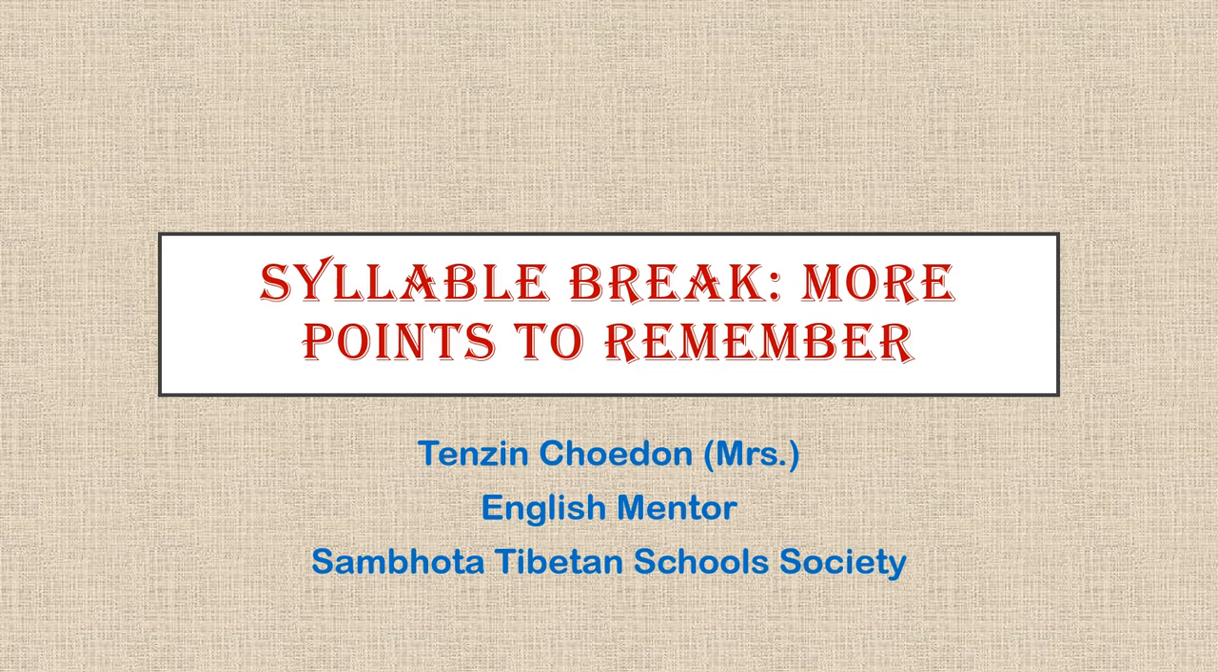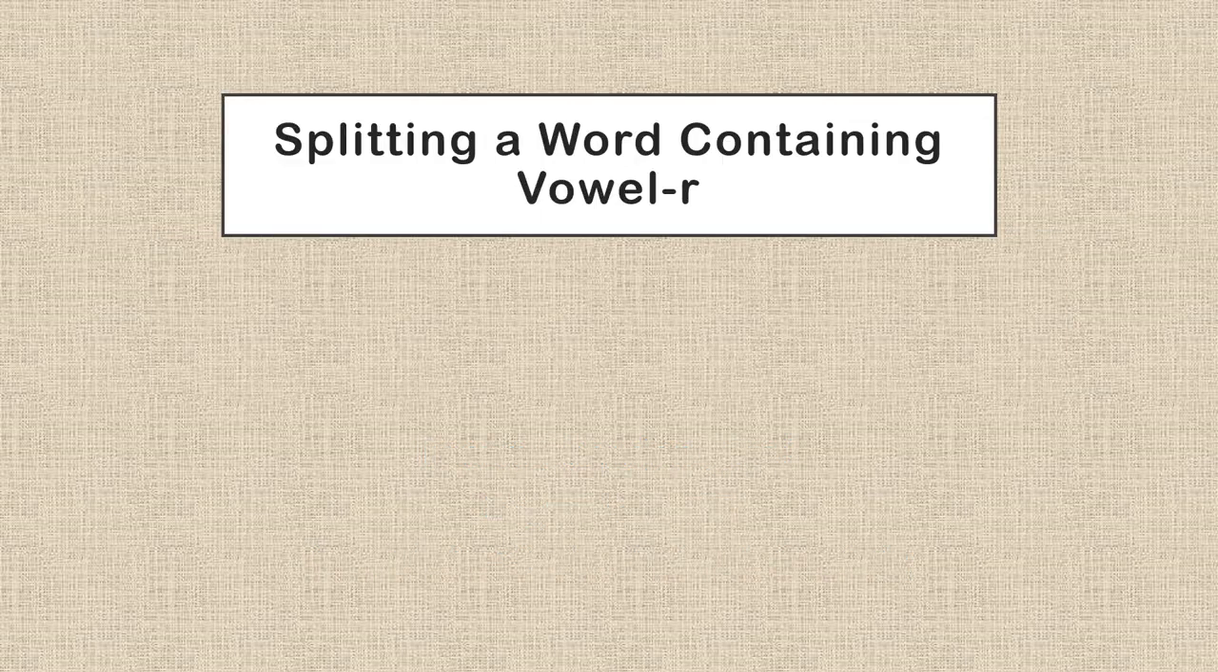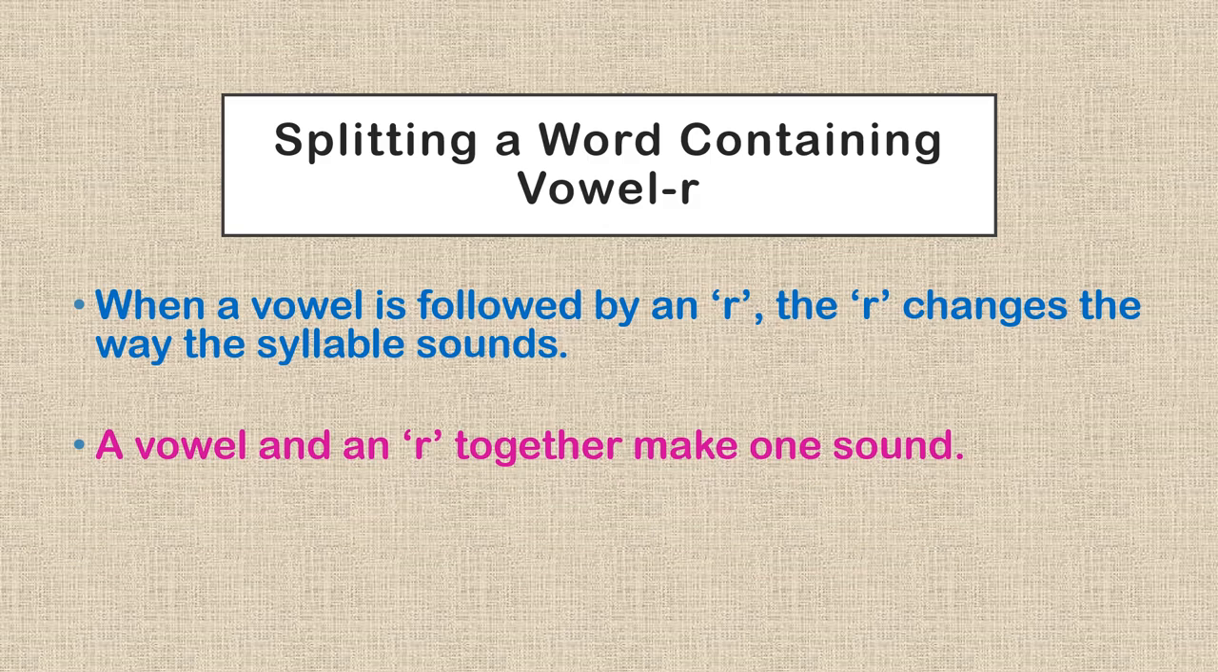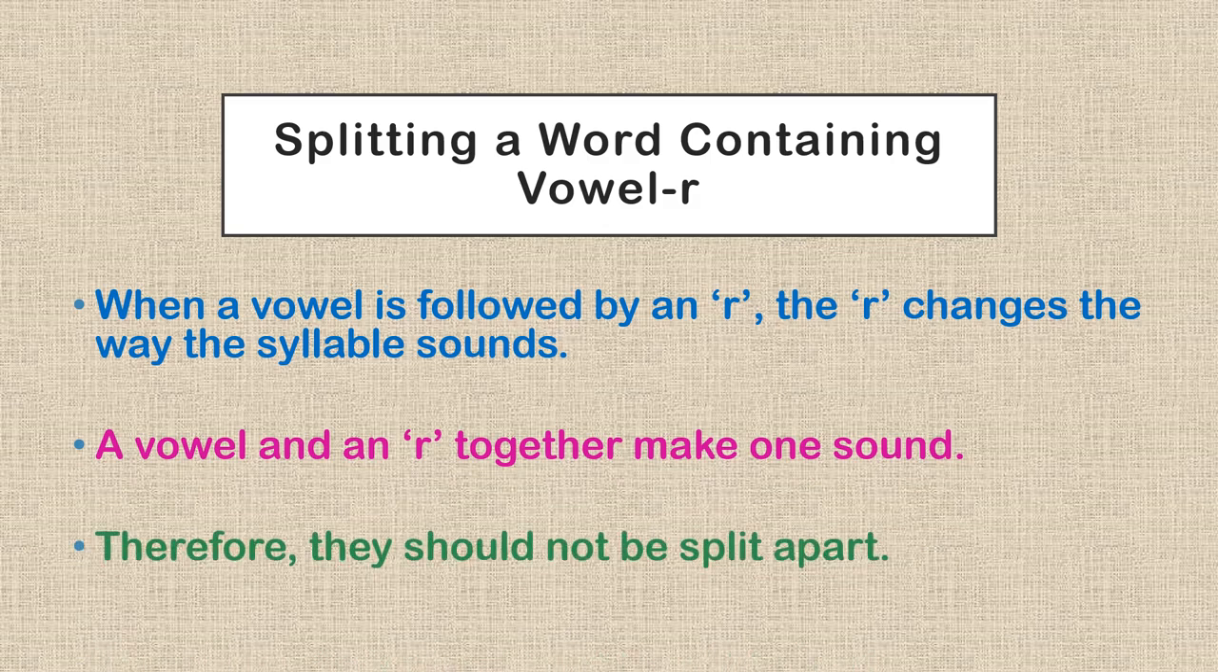Today I'm going to discuss two more important points to remember when you have to break a word into syllables. The first thing to remember is how to split a word containing vowel R. That means when a vowel is followed by the letter R, how do you split the word? When a vowel is followed by an R, the R changes the way the syllable sounds. What you need to remember is that a vowel and an R together make one sound. Therefore, they should not be split apart. That is one important point that you need to remember.